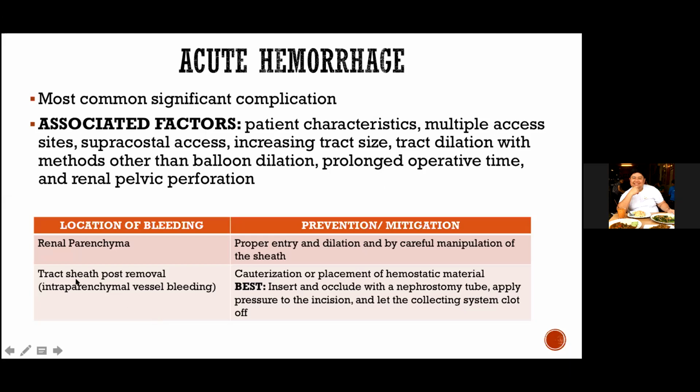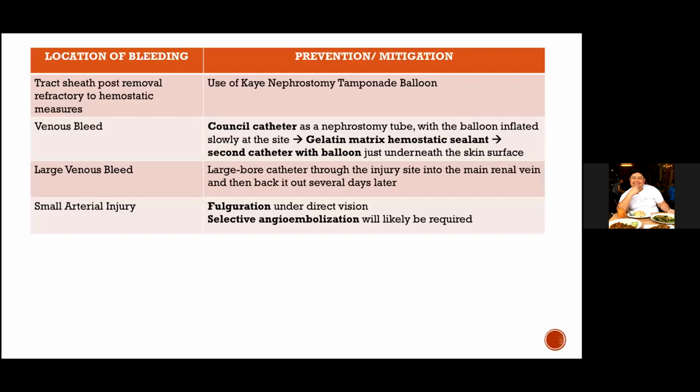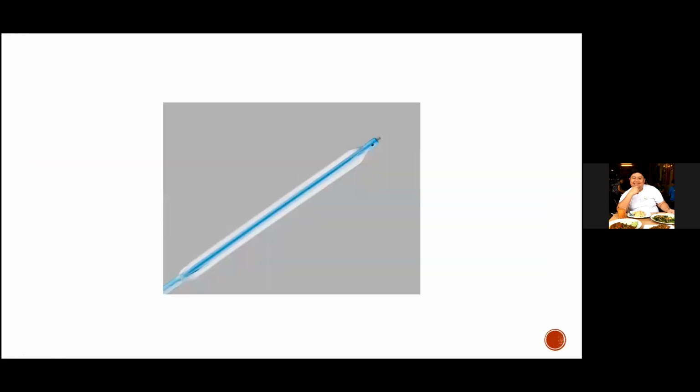After removal of the tract sheath, there could be intraparenchymal vessel bleeding. Cauterization or placement of hemostatic material could be used, but the best approach would be to insert and occlude with a nephrostomy tube, apply pressure to the incision, and let the collecting system clot off. For those refractory to hemostatic measures, the use of a Kaye nephrostomy tamponade balloon is warranted.